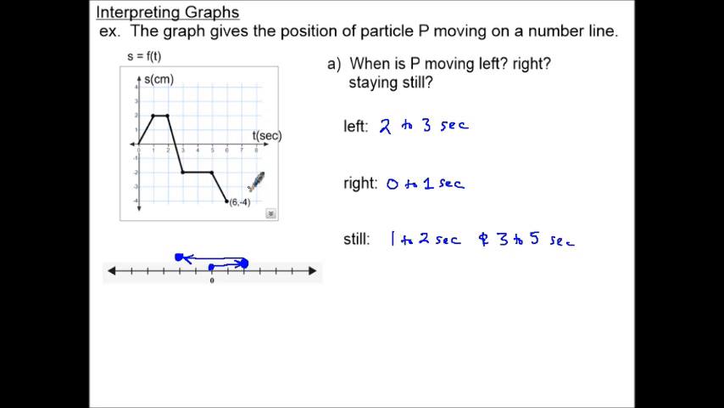Okay, lastly, my last little stretch that shows up on the graph, from 5 to 6 seconds, I went from negative 2 to negative 4. So I got bored sitting around here, and I went left a little bit further to that spot at negative 4. And so that goes in my left category. So there's where it's moving, or at least the direction it's moving.